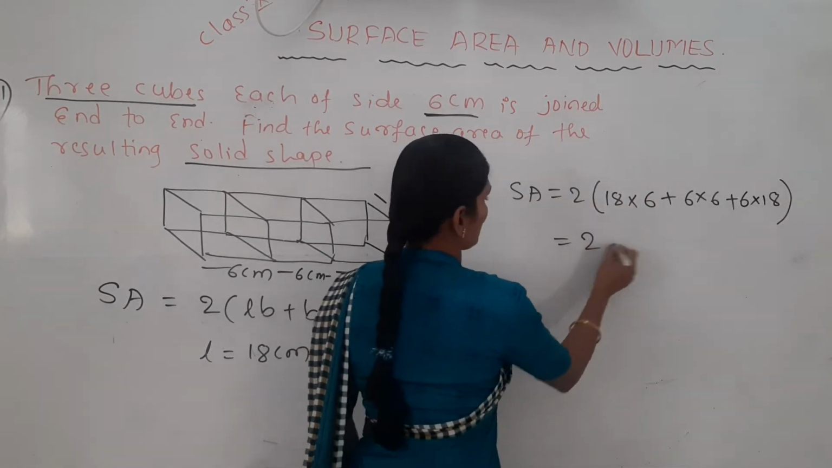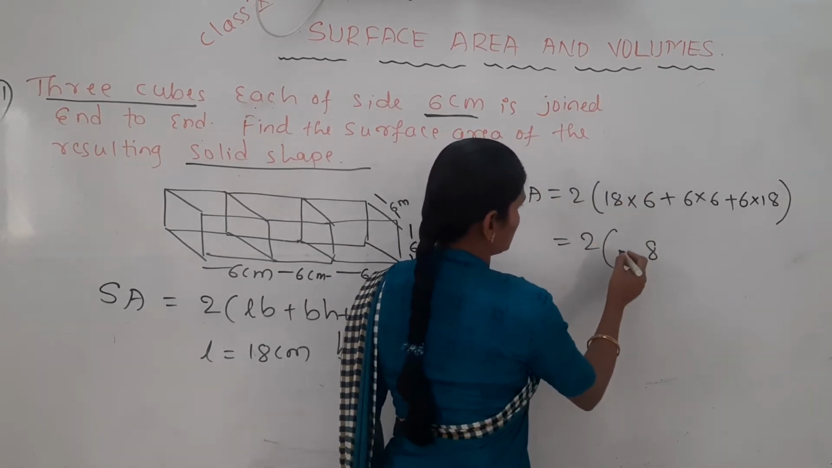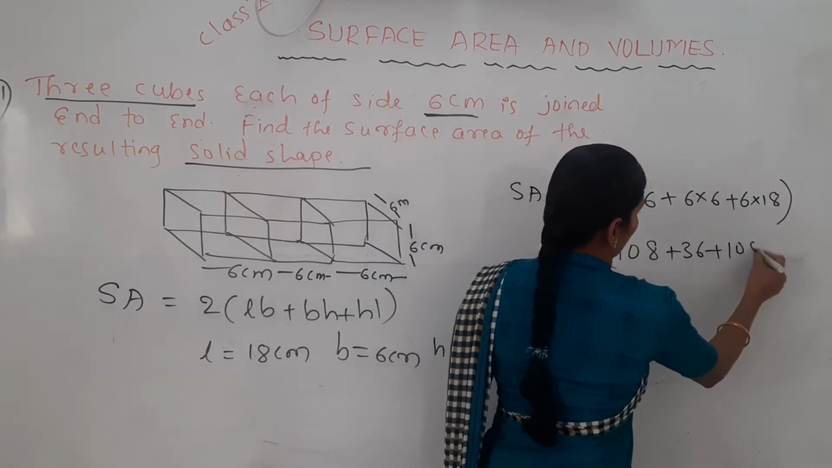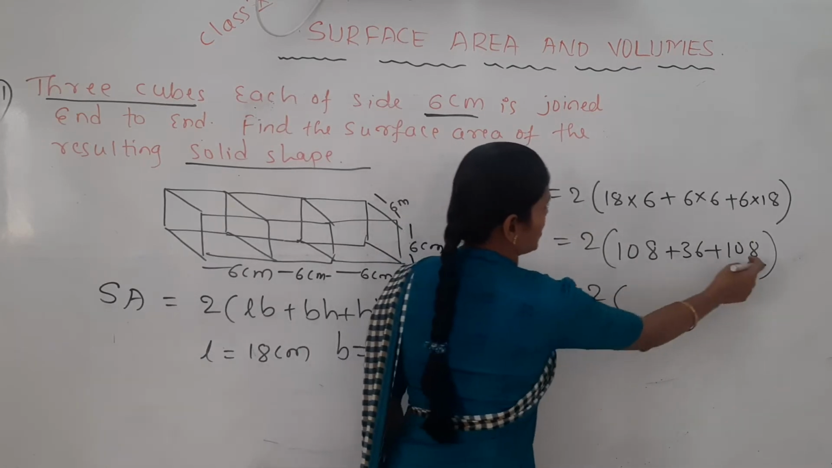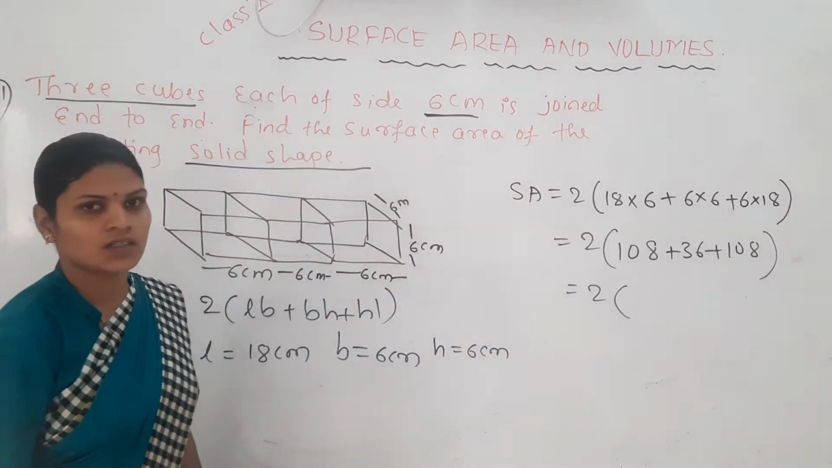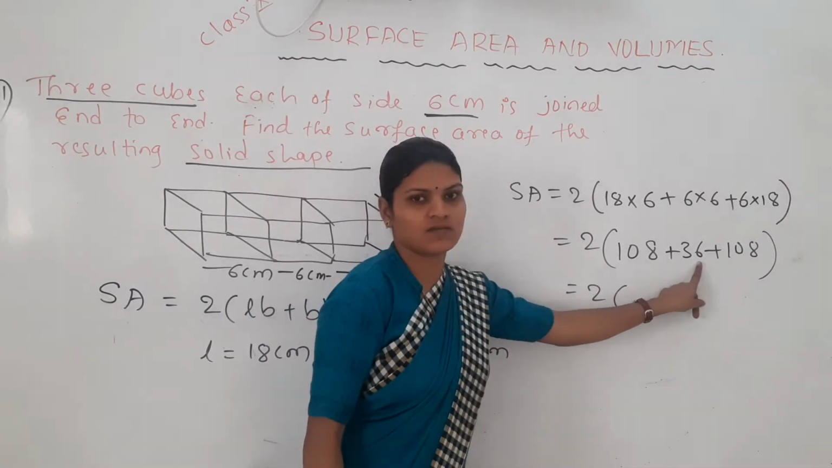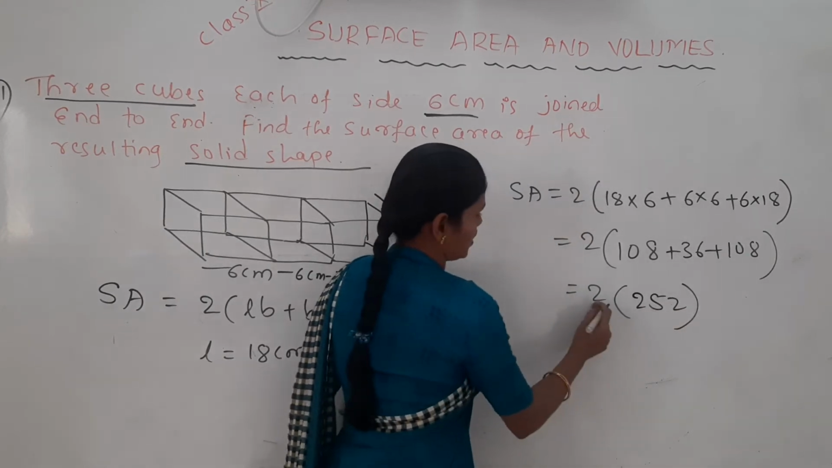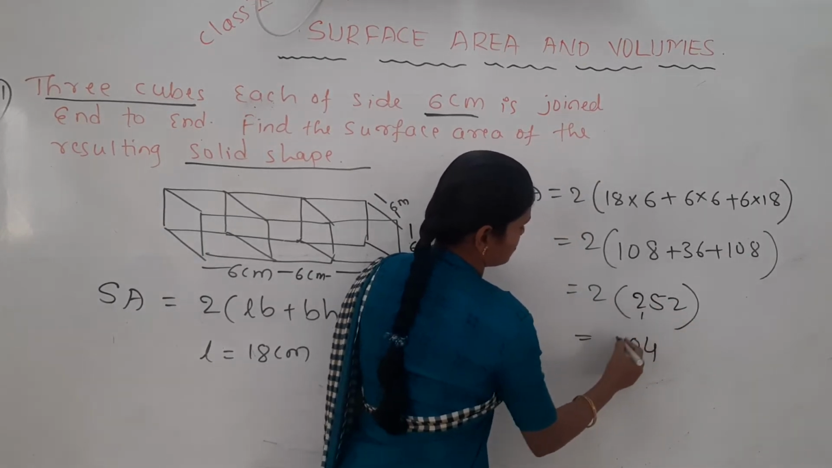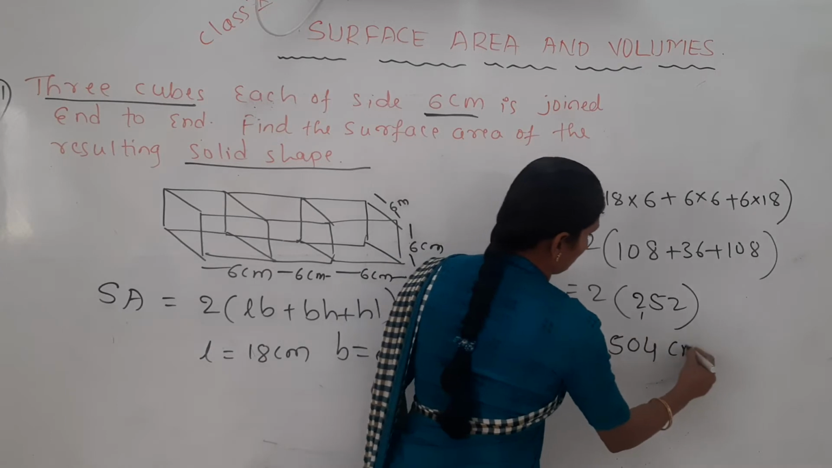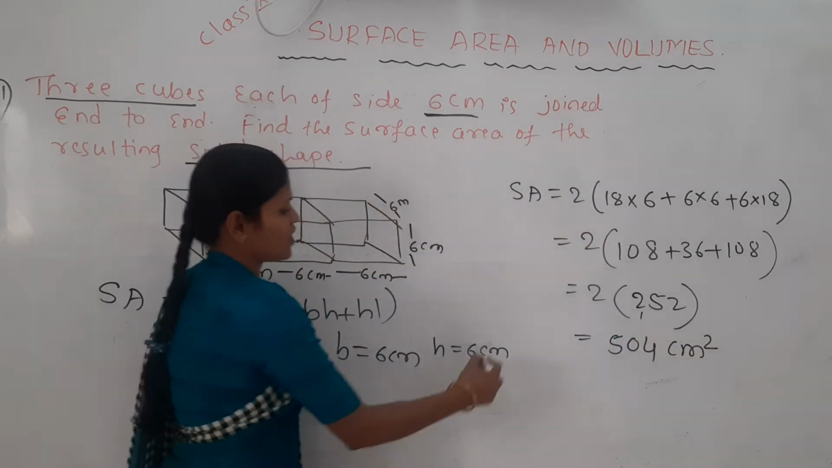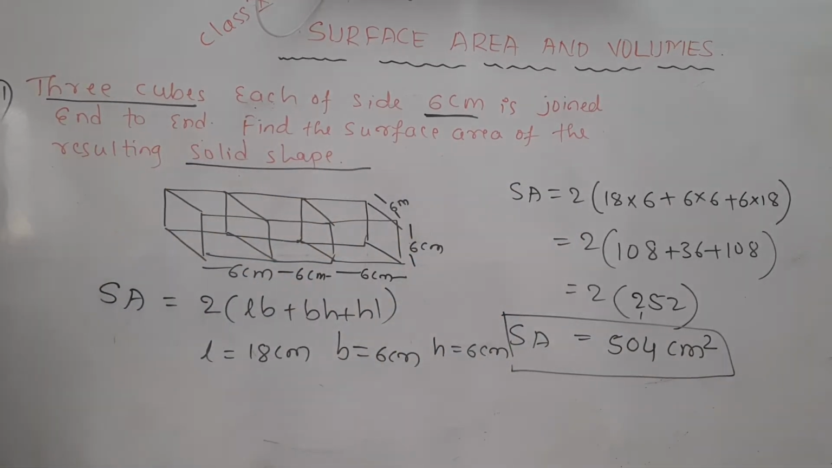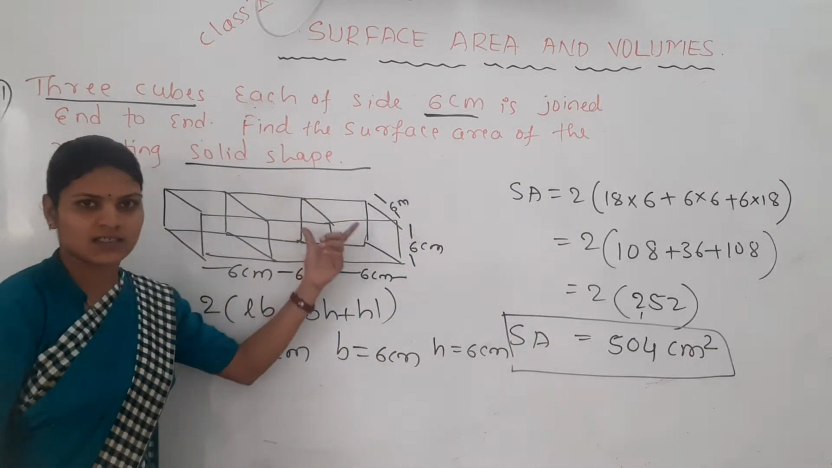Okay. 18 into 6 is 108. 6 6s are 36, plus 108. Okay. 2 into 252 is 504. 504 centimeters square is the surface area of this resulting cuboid shape. Yes, this resulting cuboid shape.